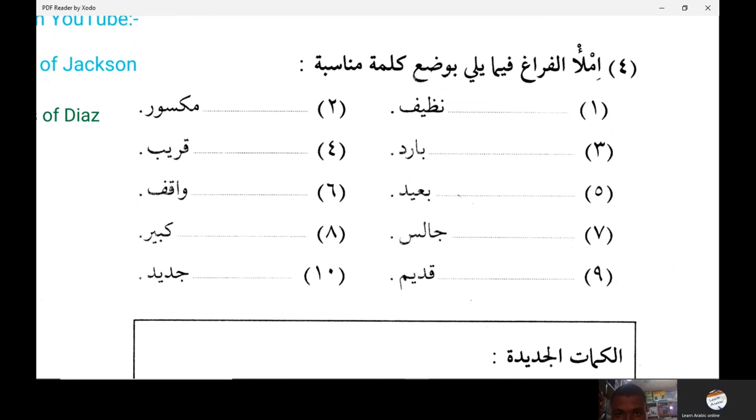Okay, this: al-minzilu nazifun. Al-labanu baridun. This is one, al- after one. Read the two. Maksurun. What is the meaning of this maksurun? Maksur, broken. Al-qalamu maksurun.